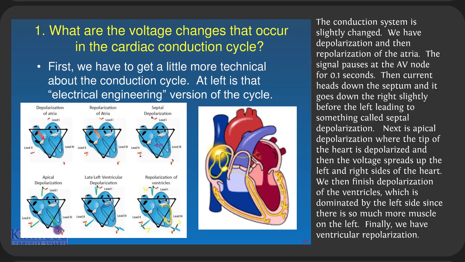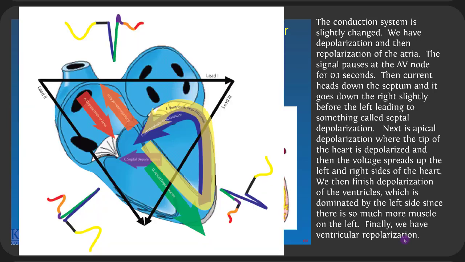Next is apical depolarization, because the apex of the heart is depolarizing. Then the voltage spreads up the left and the right sides of the heart. Because the left side has so much more muscle, most of the voltage goes up the left side of the heart versus the right side of the heart. We then finish depolarization of the ventricles as the electricity goes around to the back of the heart, and then we finally finish up with ventricular repolarization. So these are the 6 steps in the conduction cycle that will follow in the 12-lead EKG.